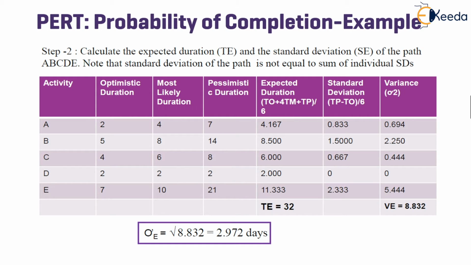Further, we carry out the calculation of standard deviation and variance. By using the formulas, we come to the conclusion, and the sum of all the variances in this activity is found to be 8.832. Taking the square root of the variance, we obtain 2.972 days.